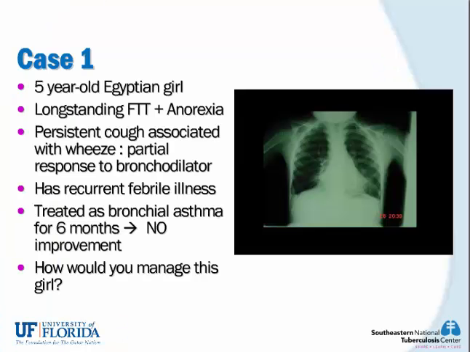The first case is a 5-year-old girl from Egypt who has had long-standing failure to thrive and anorexia. She has a persistent cough associated with wheeze, and she has partially responded to bronchodilators. She has recurrent febrile illnesses, for which she has received various courses of antibiotics. She has been treated in the past 6 months as bronchial asthma, where prophylaxis has been prescribed for her, but still she had no improvement.